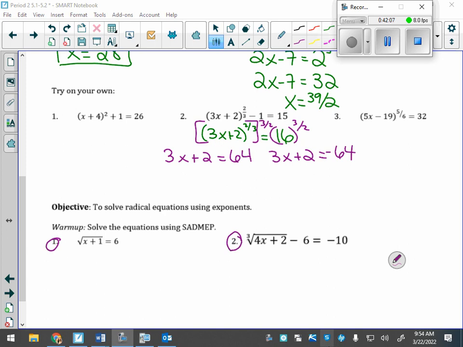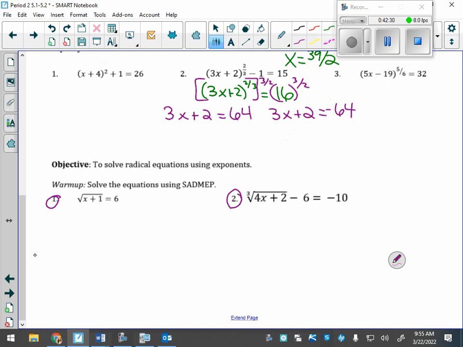Now number 3 is also correct. We have 83 over 5. You raise both sides to the 6/5, so that's the 5th root of 32, which is 2. 2 to the 6 is 64. Then you solve. Okay. Any questions on 1, 2, and 3? Good? Okay. How many of you did get to 1 and 2?